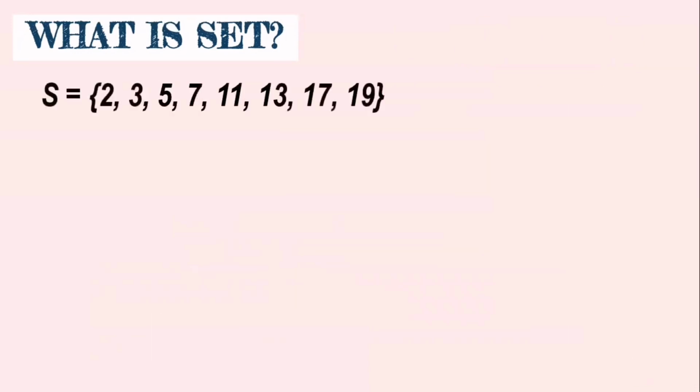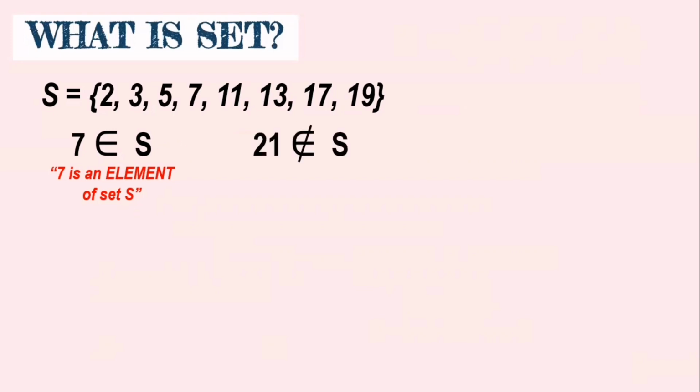For example, in this set, we have 2, 3, 5, 7, 11, 13, 17, and 19. This is a set S. To express symbolically that an element belongs to the set, we use this symbol. Meaning 7 is an element of set S, or 5 is an element of S, 11 is an element of S, 13 is an element of S. Now, for example, you have 21. 21 doesn't belong to the set, so we can say that 21 is not an element of set S. Okay, so we see a slash here, denoting that the element does not belong to the set. Okay, now most of the time, we don't list all the elements in a set.